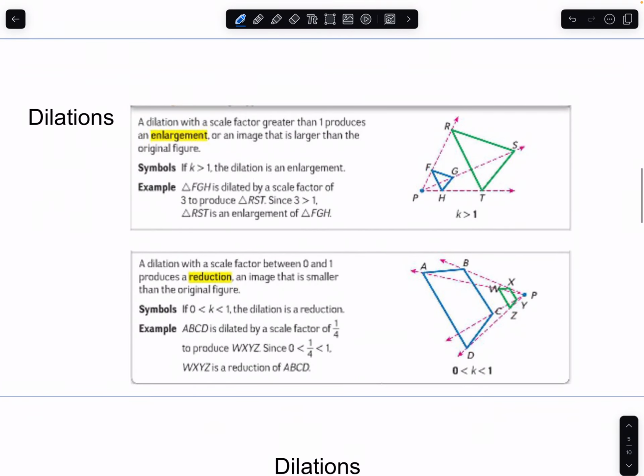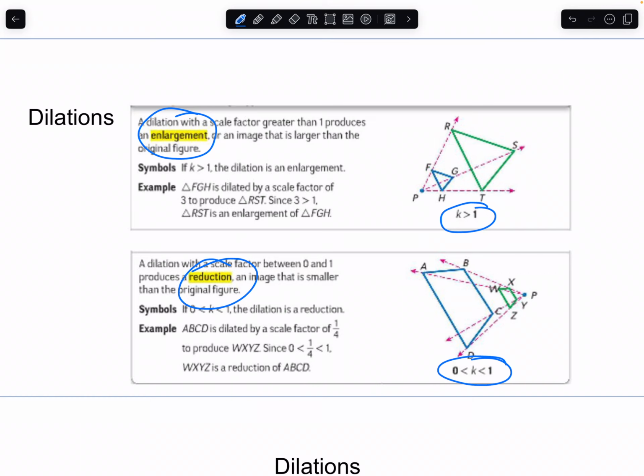Now, depending on what that scale factor is, if it's bigger than 1, the image is going to increase. That makes sense, right? If I multiply something times 2, it doubles in size. We'll have an enlargement. If I multiply by something between 0 and 1, like 1/4 or 1/2, we're going to have a reduction, because the picture becomes smaller.